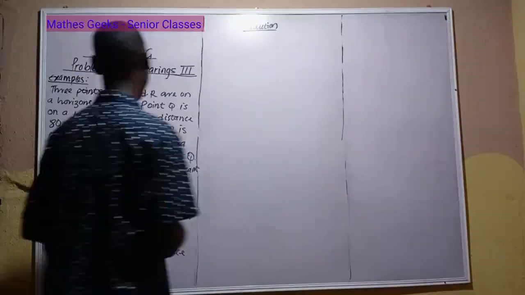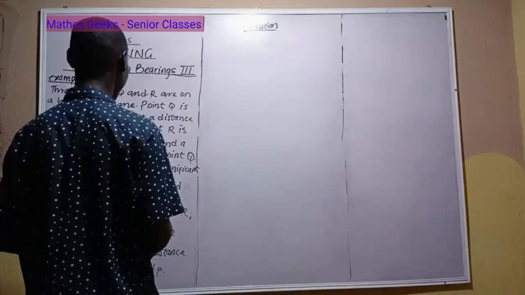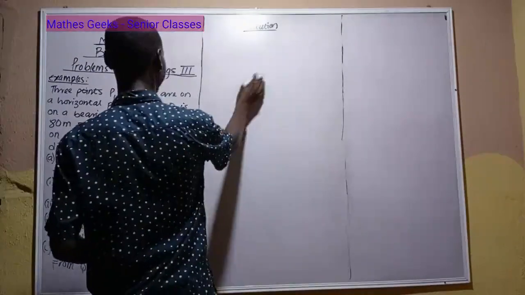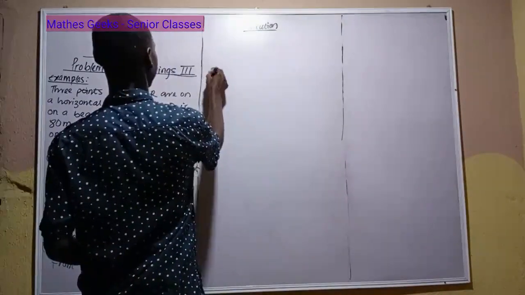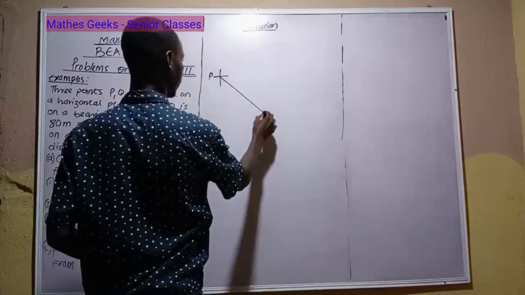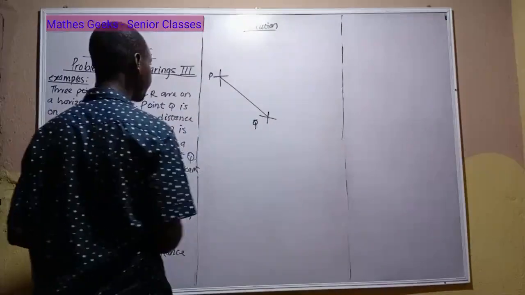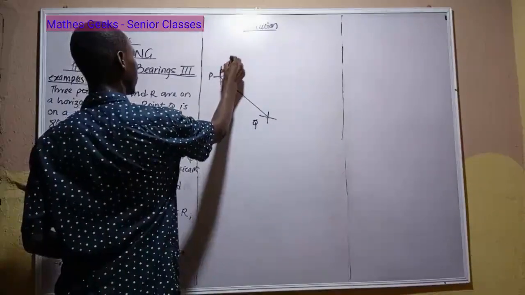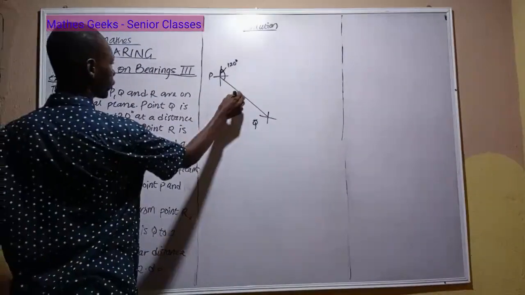Three points P, Q, and R are on a horizontal plane. Point Q is on a bearing 120 degrees at a distance 80 meters from point P. This should be point P. So this is point Q. From here to here is 120 degrees, and then the distance is 80 meters.